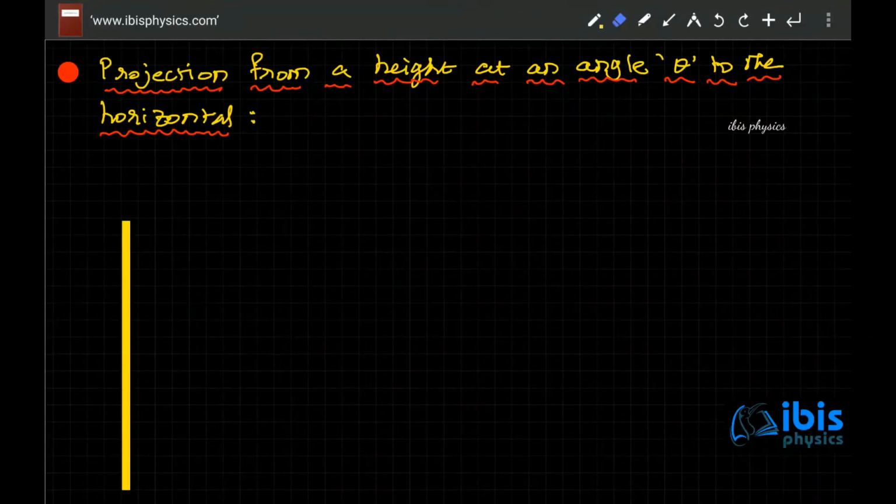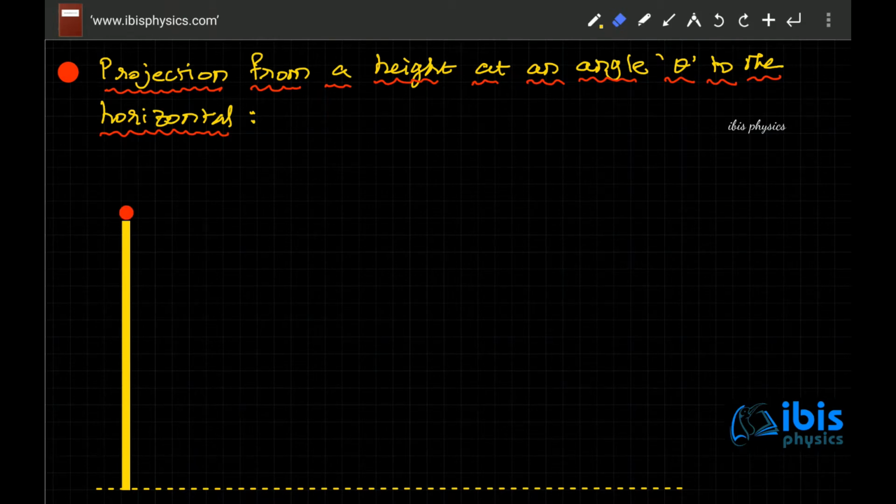Here in this case, we are again going to project an object from a tower of height h, but now the angle of projection is theta below the horizontal. In the previous case, we actually projected, suppose this is the horizontal direction. In case 1, we projected along the horizontal. In case 2, we projected at an angle theta above the horizontal. Now we are going to project at an angle theta below the horizontal.